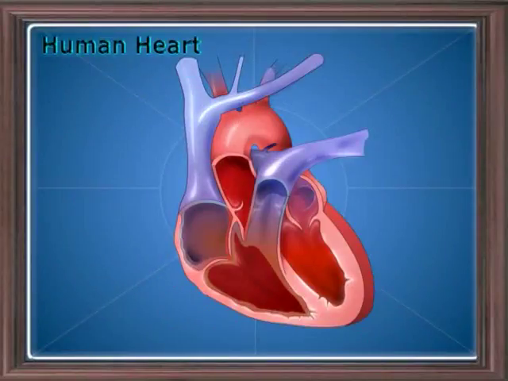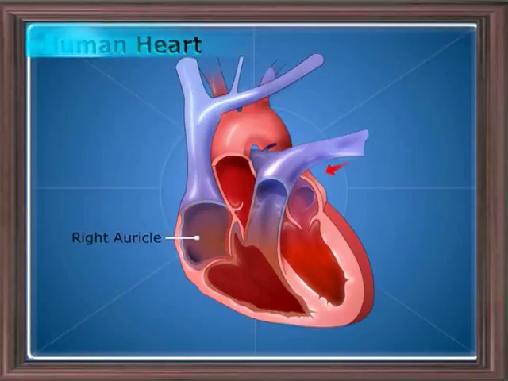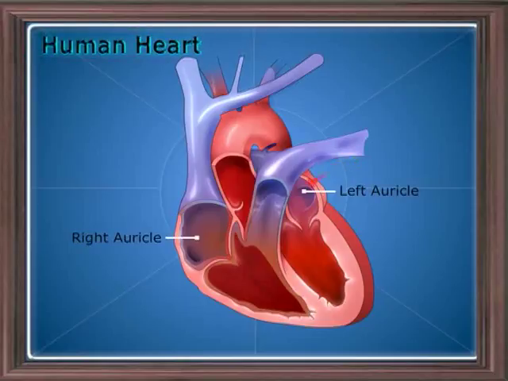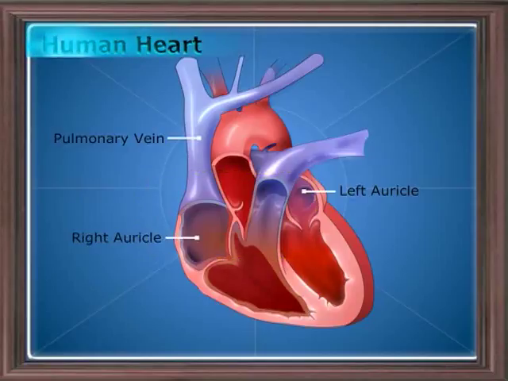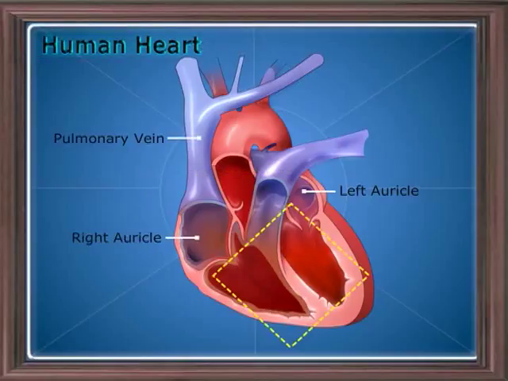The deoxygenated blood from all parts of the body enters the right auricle. The oxygenated blood from lungs enters the left auricle through pulmonary vein. Both auricles contract at the same time and blood is transported into the respective ventricles.